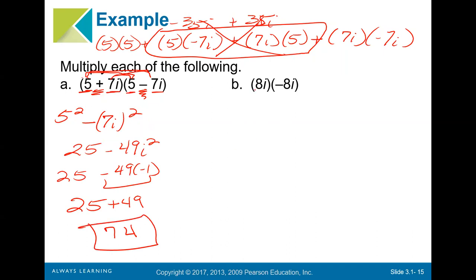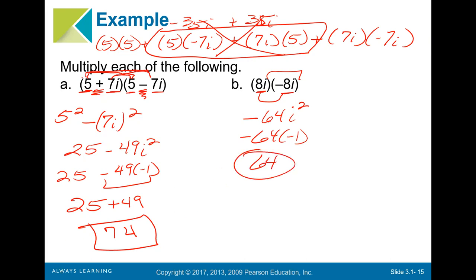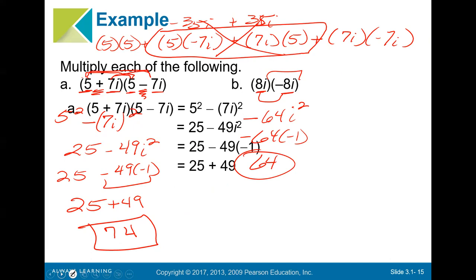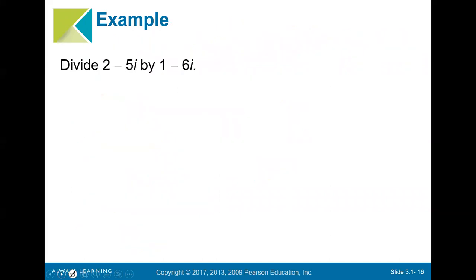Okay. Now on this one here, it's just a monomial times a monomial. I have a positive times negative. So I got negative, right? 8 times 8 is 64. I times I is I squared. So now I got negative 64 times negative 1. Negative times negative is positive, leaves me with 64. So if you want to, you can check this work. The slides have the examples.